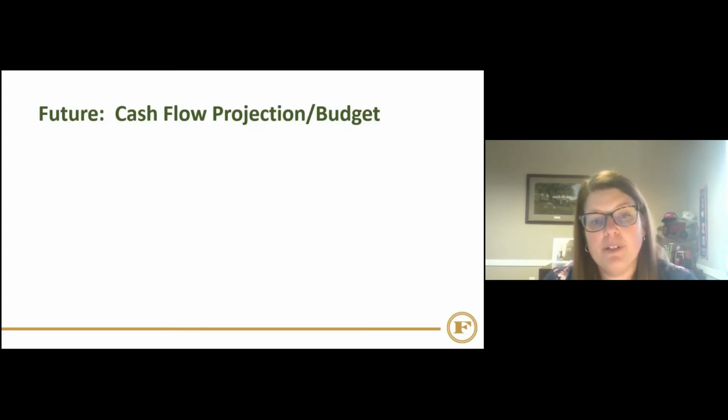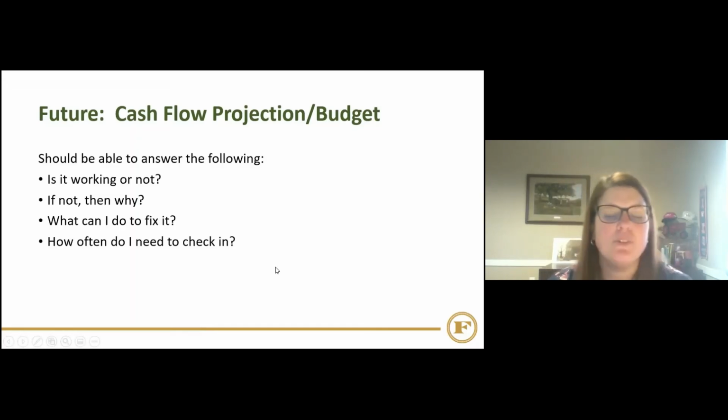The financial document we use for this is called a cash flow projection, or in simple terms, it's putting together a budget. The organization of your cash flow projection is not as formal as the income statement and balance sheet, but it should be able to answer the following 4 questions.